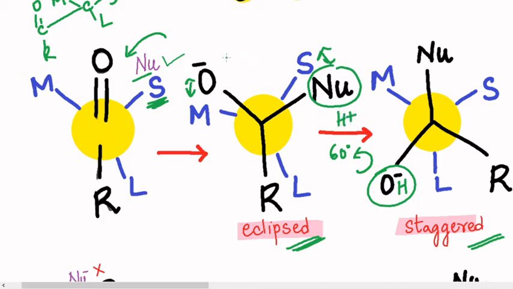So what happens when the nucleophile is attacking from the small side? It has an eclipsing position, and then we do a rotation so that we finally have the stable conformation.